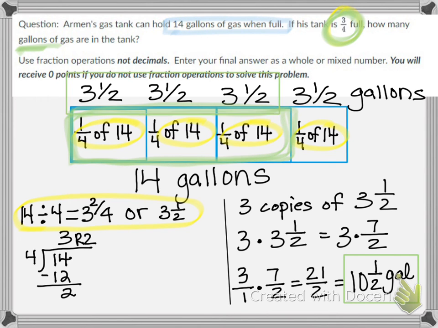Another way to think about it is just to add those 3 sections together. So if I had 3 1/2 gallons plus 3 1/2 gallons plus 3 1/2 gallons, all 3 of those added together would equal 10 1/2 gallons.